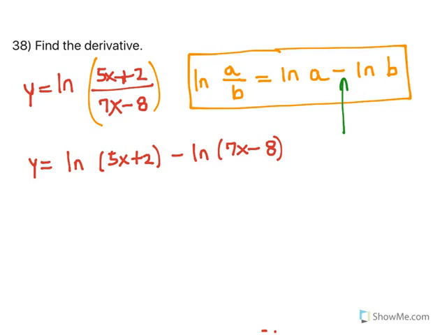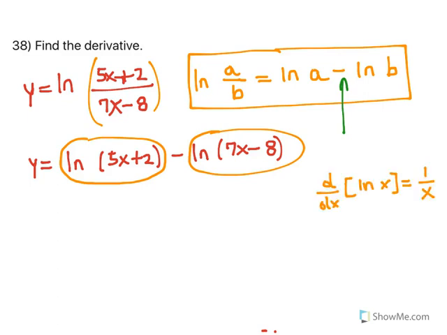Why do we want to do it this way? Because now it's much easier to just use the chain rule to find the derivative of each of these two natural log functions and subtract. So the derivative of natural log is 1 over the argument.